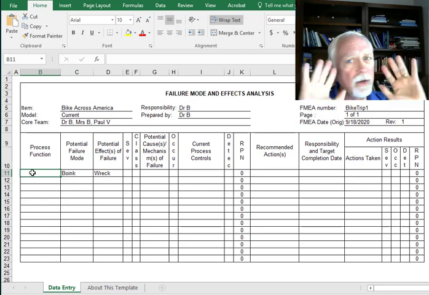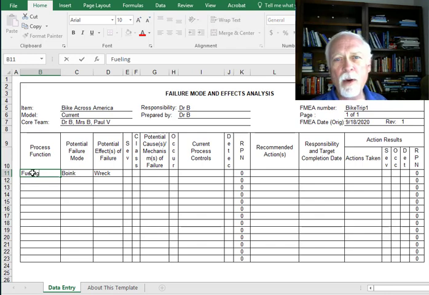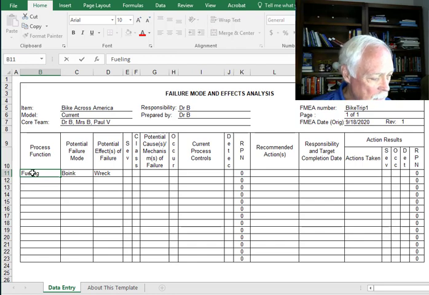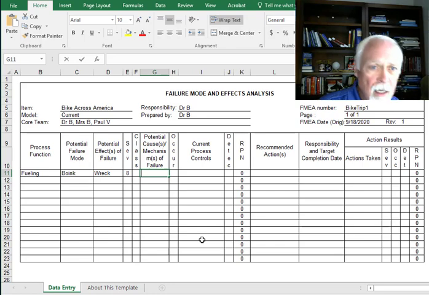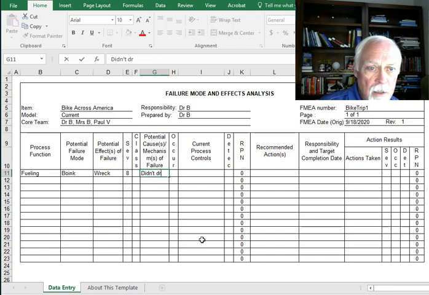That I have low blood sugar, dehydration, something like that. In this case, I'm going to say it's fueling. Maybe running into consuming 5,000 calories a day, 6,000 calories a day in some cases, and so I may just run out of fuel, and so could have a health issue there. A wreck would certainly be a really high severity. It would be a bad event to have a wreck. Causes of this is I didn't drink enough, didn't eat enough calories, or drink / eat enough.